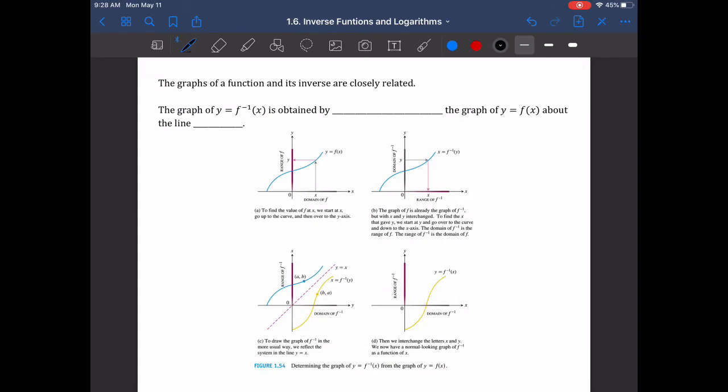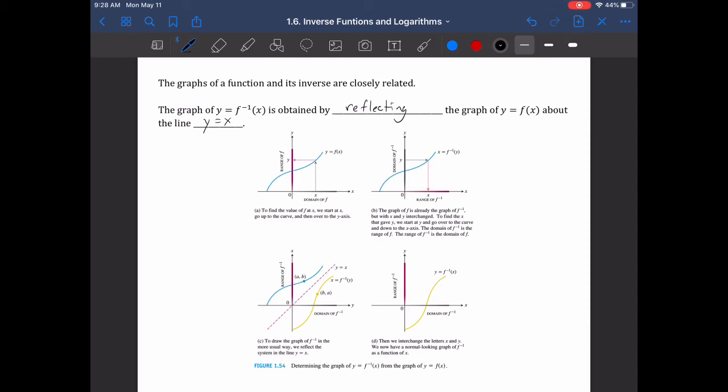So the graphs of a function and its inverse are very closely related. That's what I was just talking about. The graph of y equals f inverse of x is obtained by reflecting the graph of y equals f of x about the y equals x line. And we just saw that on the previous page. It's just going to be true all the time.